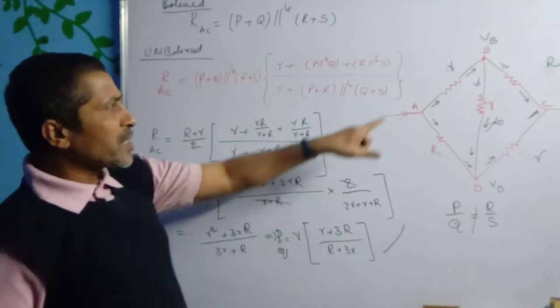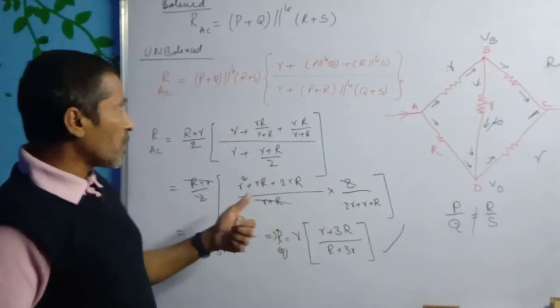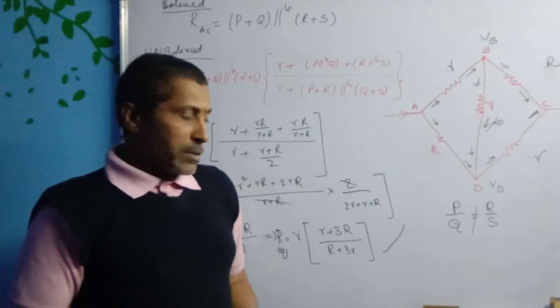Sometimes they may give certain values instead of small r and capital R. Then also you have to use this formula and simplify the answer.